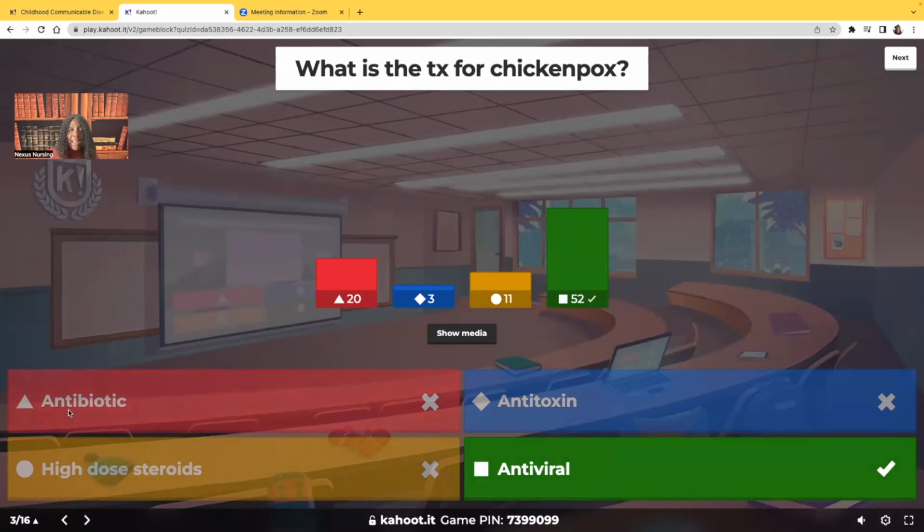Now, antibiotics we would give if it was of a bacterial nature. Antitoxins we would give for some kind of disease process, I should say, where there was a toxoid. High dose steroids we would give if the patient had some type of large inflammation happening in the body. But chickenpox is of a viral nature. We're going to give antiviral agents.